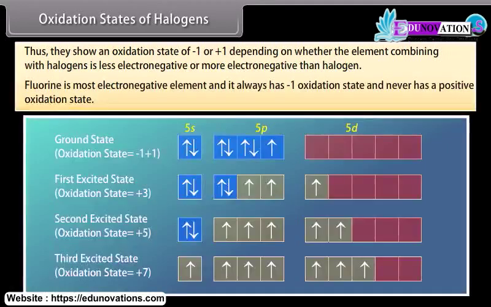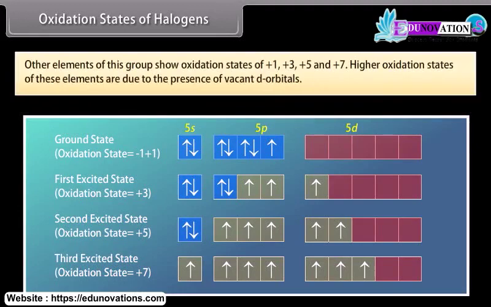Fluorine is the most electronegative element and it always has -1 oxidation state and never has a positive oxidation state. Also, higher oxidation states are not possible in fluorine as it does not have vacant d orbitals. Other elements of this group show oxidation states of +1, +3, +5 and +7. Higher oxidation states of these elements are due to the presence of vacant d orbitals.